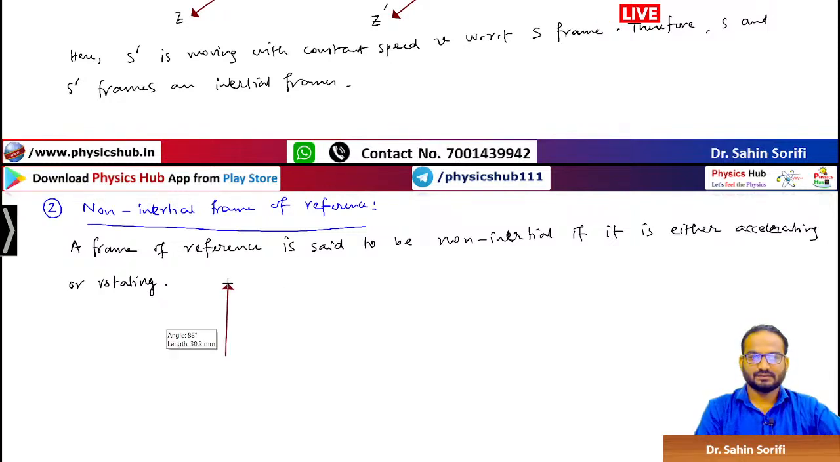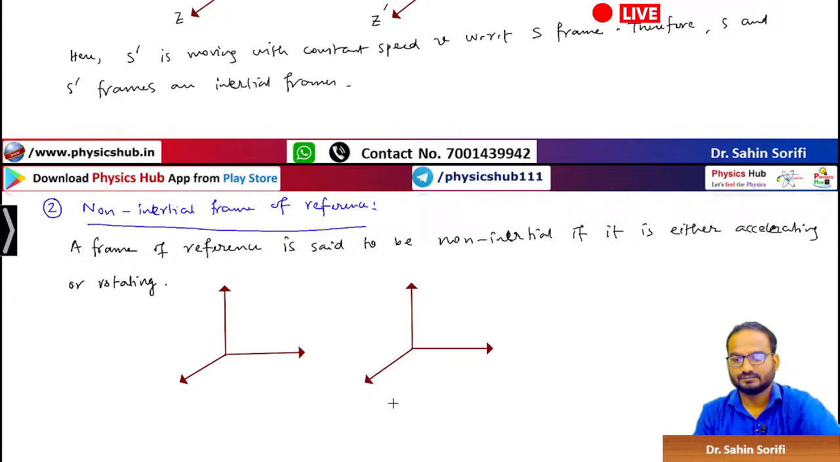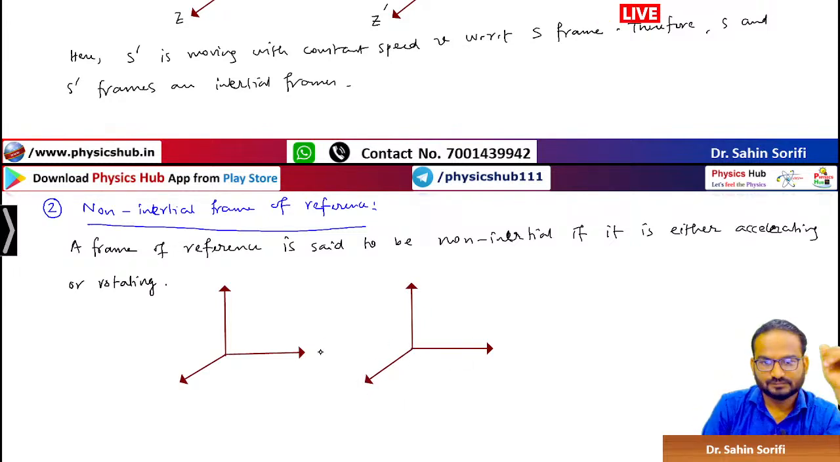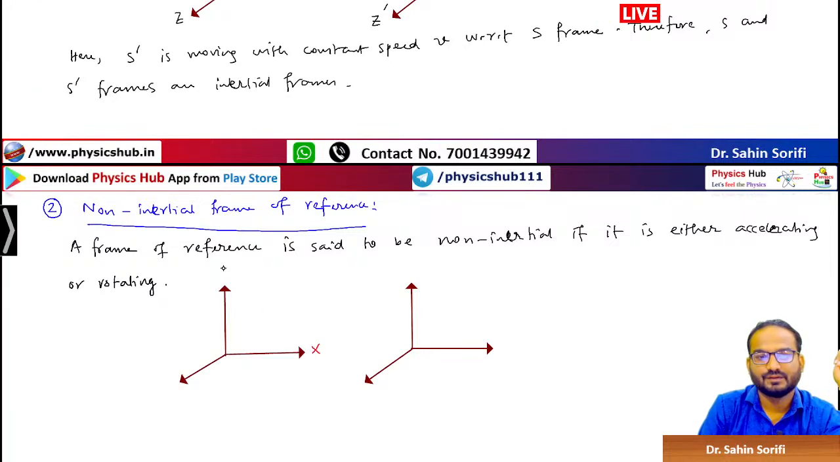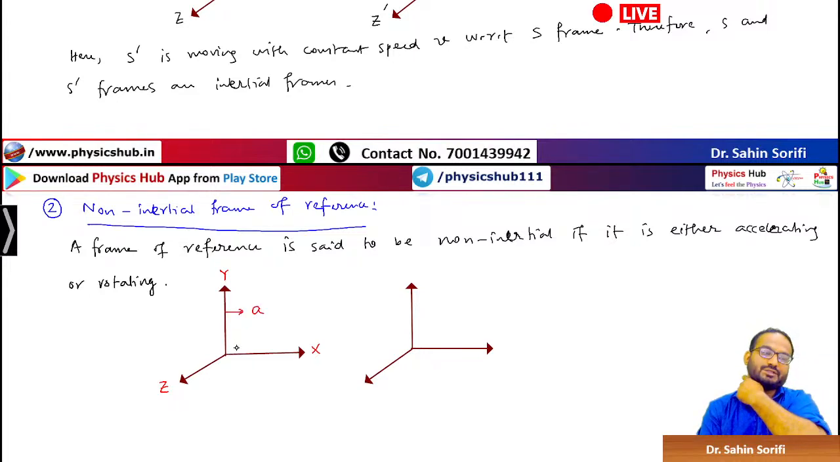So if you have a reference frame like this, let's say this is x, this is y, and this is z. If it is accelerating, then this frame is said to be non-inertial. It doesn't require another frame with respect to which we will measure. Now let's say this is x, y, z.